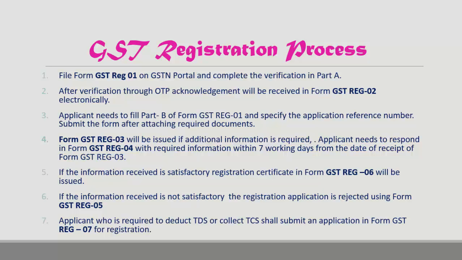Form GST registration 3 will be issued if additional information is required. The applicant needs to respond in form GST registration 4 with the required information within 7 working days from the date of receipt of form GST registration 3. If the information received is satisfactory, the registration certificate shall be granted in form registration 6. If the information received is not satisfactory, the registration application is rejected using form GST registration 5. An applicant who is required to deduct TDS or collect TCS shall submit an application in form GST registration 7 for registration.